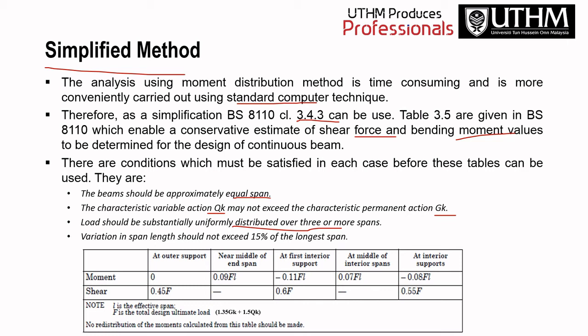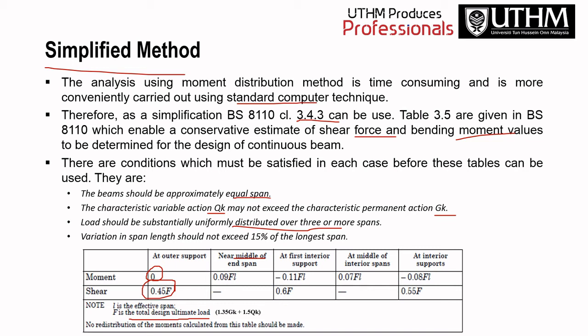Okay, so we can see this table. From this table you can see that at the outer support for moment you will get 0. For shear you will get 0.45F. Okay, and F is the total design ultimate load, which is 1.35Gk plus 1.5Qk, and L is the effective span. Okay, at near middle of end span you will get 0.09FL, and this is none.